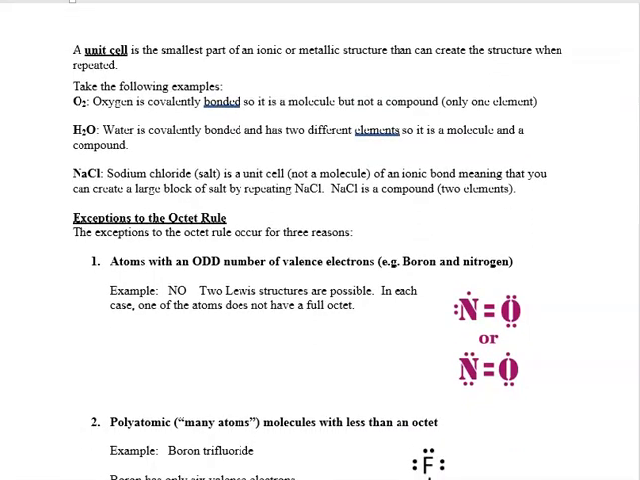A unit cell is the smallest part of an ionic or metallic structure that can create the structure when repeated. So think of the apartment building structure again. An apartment is not a separate structure from the overall apartment building. But if you took the design of one apartment and just kept repeating it over and over again, put them side by side and one on top of the other, you would have the entire apartment building. So it's made up of those little units called apartments.